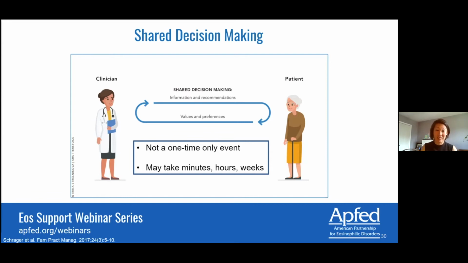Shared decision-making is not a one-time event, okay? And depending on the decision, this process could take minutes, hours, weeks, or in many cases in the last year, months.